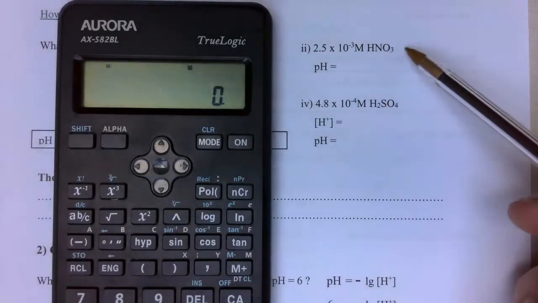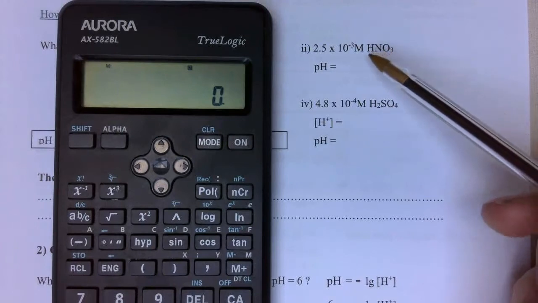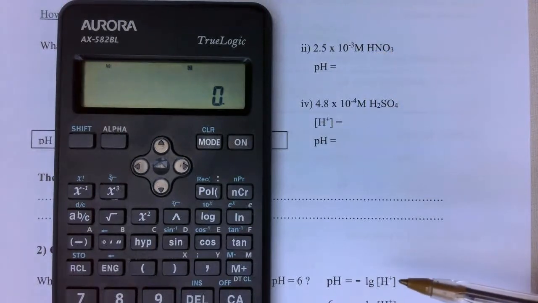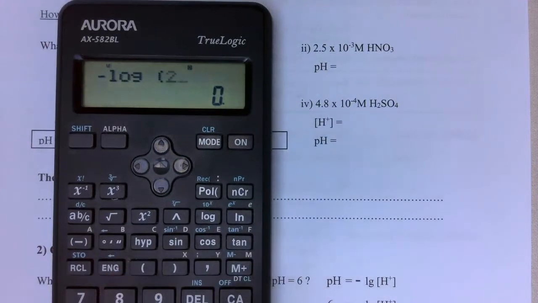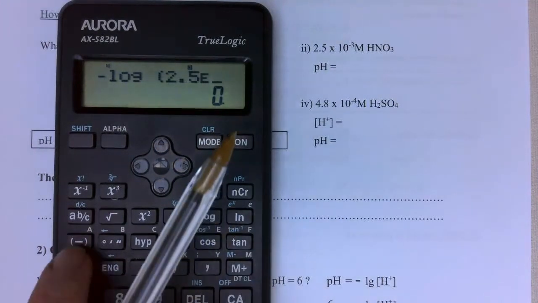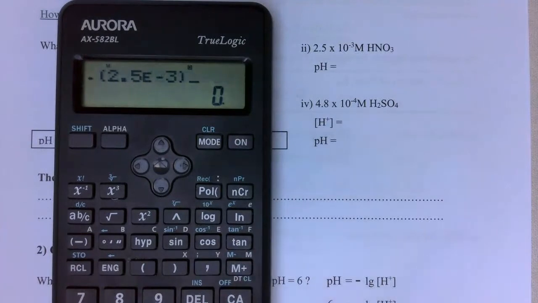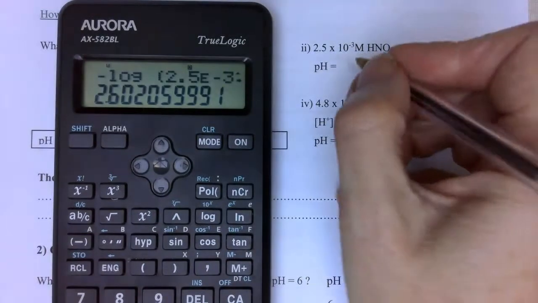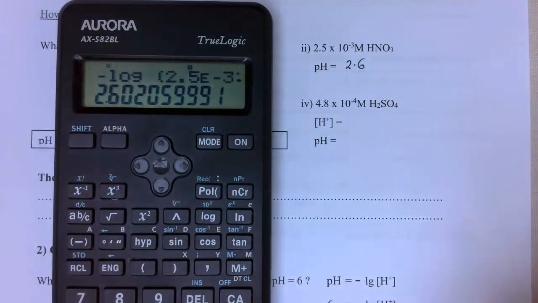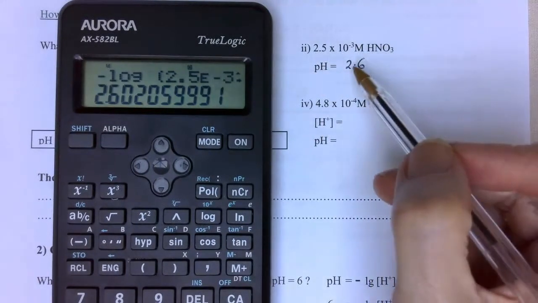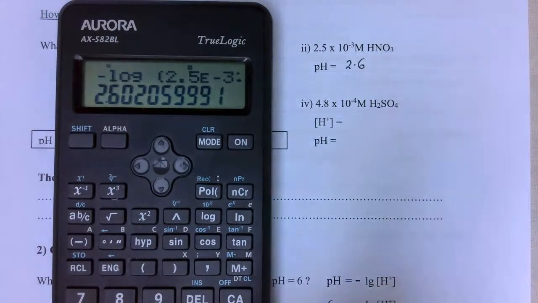The last two, we have nitric acid, 2.5 times 10 to the minus 3. So negative log, and I'm going to just put this one in brackets, 2.5 to the minus 3. Put that all in brackets, and I should get 2.6 pH units as my answer. Notice, because this is a logarithmic scale, there are no units for this.